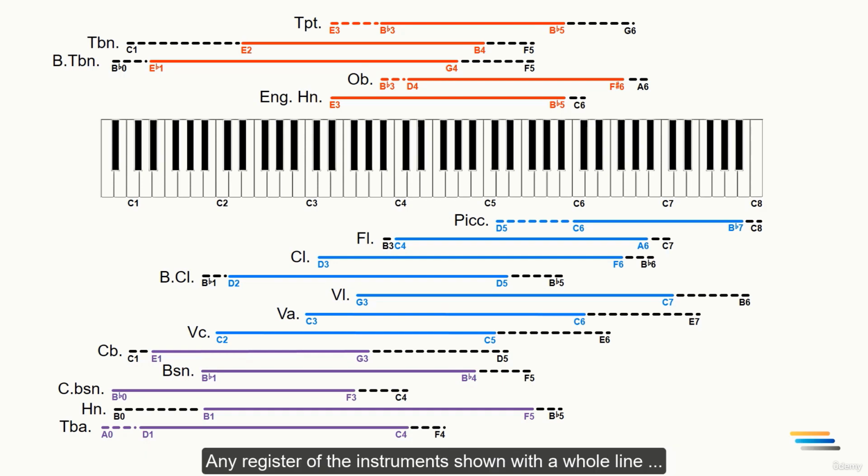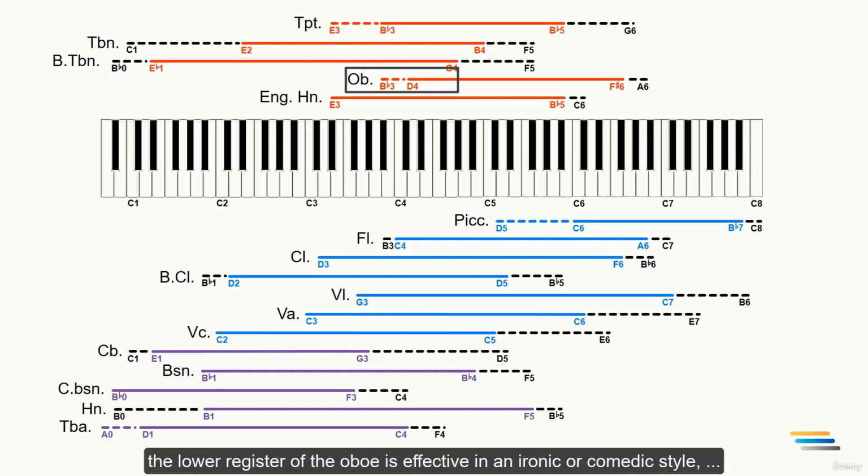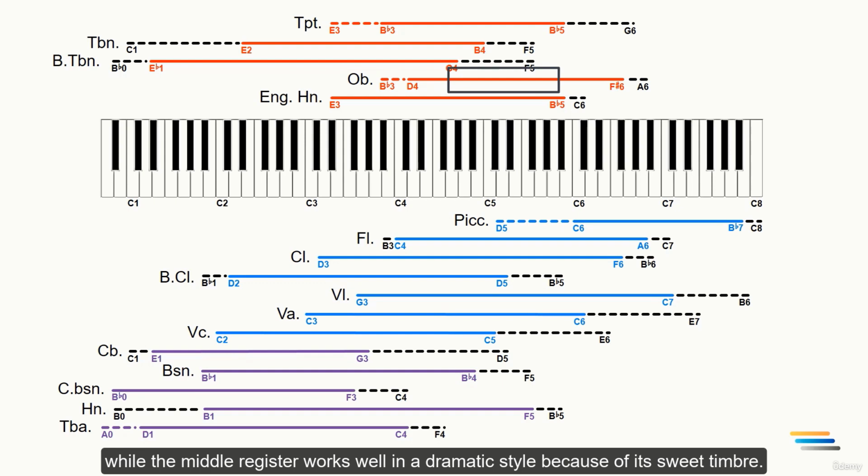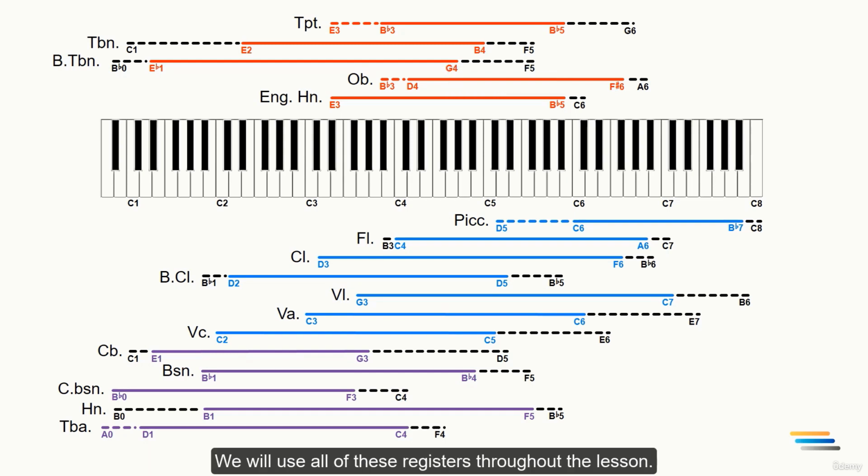Any register of the instruments shown with a whole line can be used in solo writing, depending on the music style. For example, due to its rough and thick timbre, the lower register of the oboe is effective in an ironic or comedic style, while the middle register works well in a dramatic style because of its sweet timbre. We will use all of these registers throughout the lesson. Just try to learn and recall them.